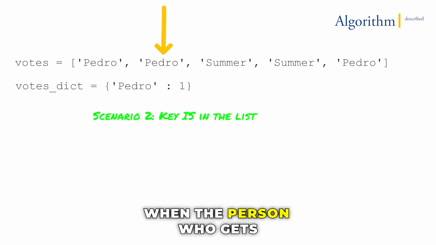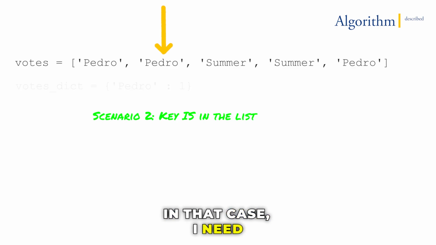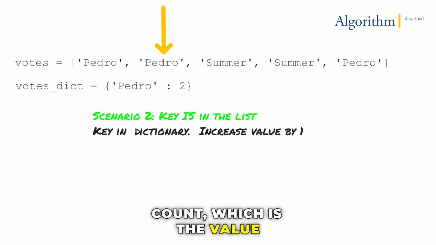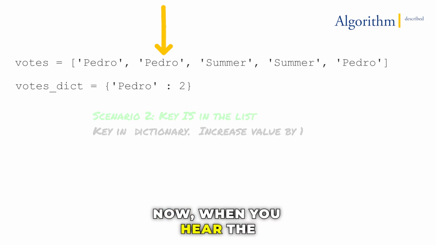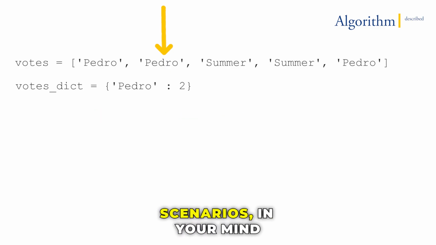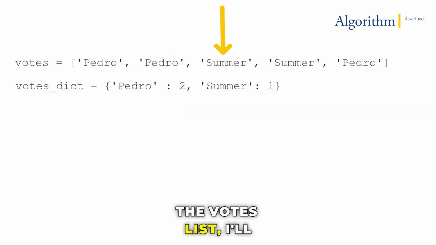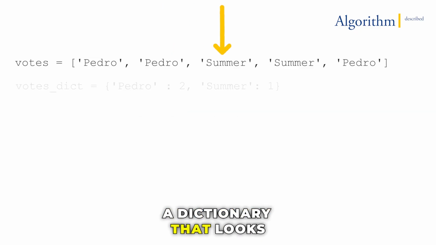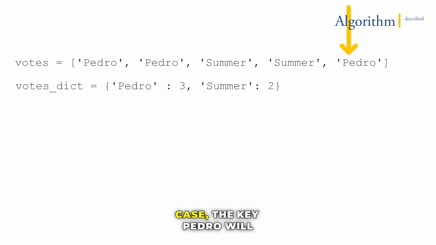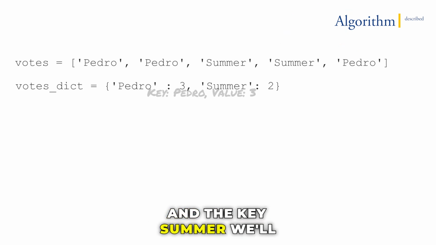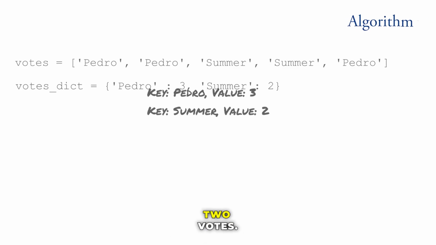Scenario 2 is when the person who gets the vote is already in the dictionary as a key. In that case, I need to increase the vote count, which is the value, by 1. Now, when you hear the word scenario, multiple scenarios, in your mind, you should be thinking about ifs, elifs, and maybe an else. Remember that for later too. So as I loop through the votes list, I'll end up eventually with a dictionary that looks like this. In this particular case, the key Pedro will have a value of 3 for 3 votes, and the key Summer will have a value of 2 for 2 votes.